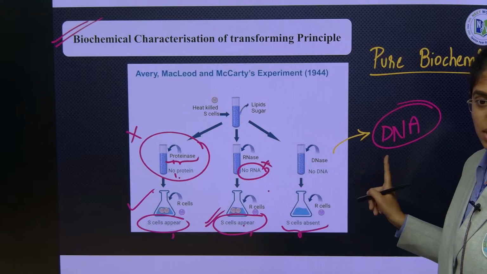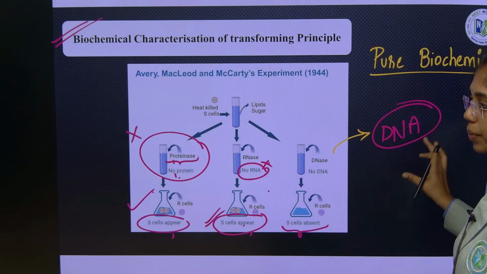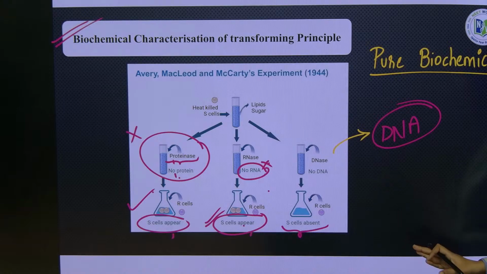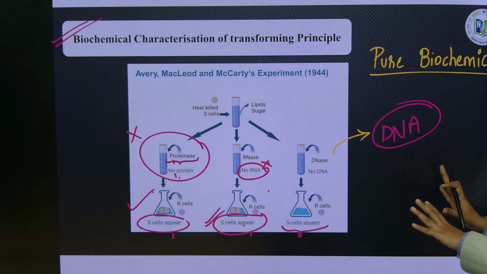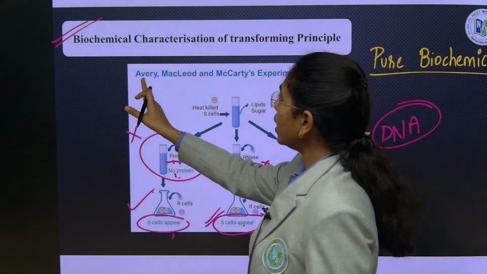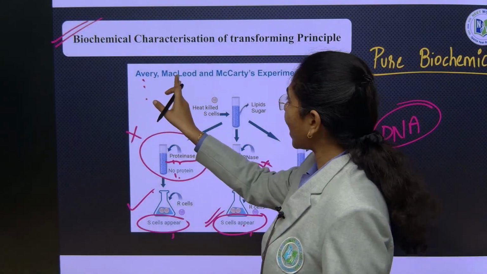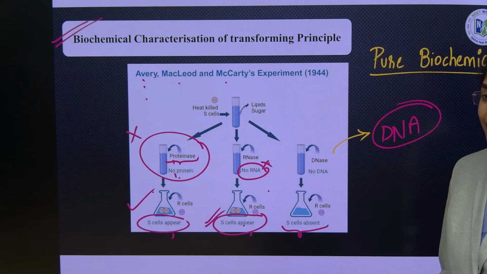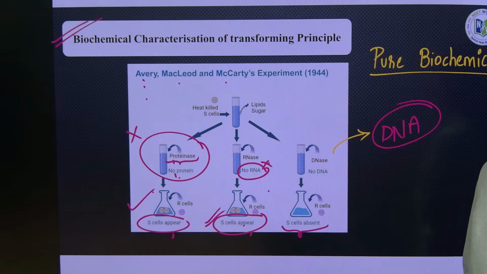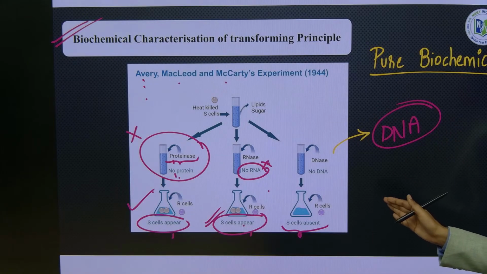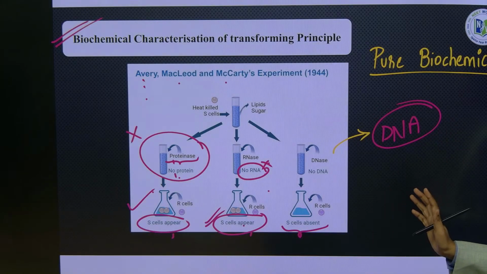Okay, so this is DNA, fine. The DNA that is transferred from the heat-killed S strain to the R strain was finally identified by biochemical characterization by the scientists Oswald Avery, MacLeod and McCarty in 1944. Fine, right? So you are clear with this experiment, right? Even statement based questions you should be confidently answering.